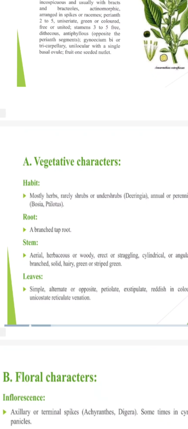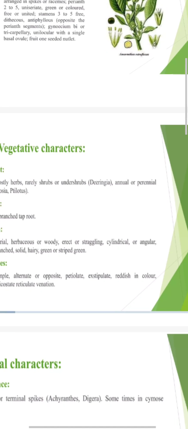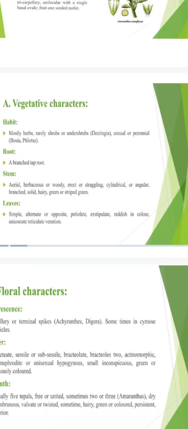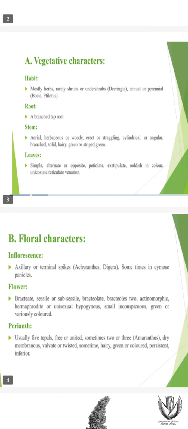Habit of the plant. Plants are mostly herbs, rarely shrubs or undershrubs, annual or perennial. Again, root. What type of roots are there? A branched taproot system is present in this type of plants. Again, stem. Stem is aerial, herbaceous or woody, erect or straggling, cylindrical or angular, branched, solid, hairy, green or striped green. Leaves are simple, with alternate or opposite phyllotaxy.